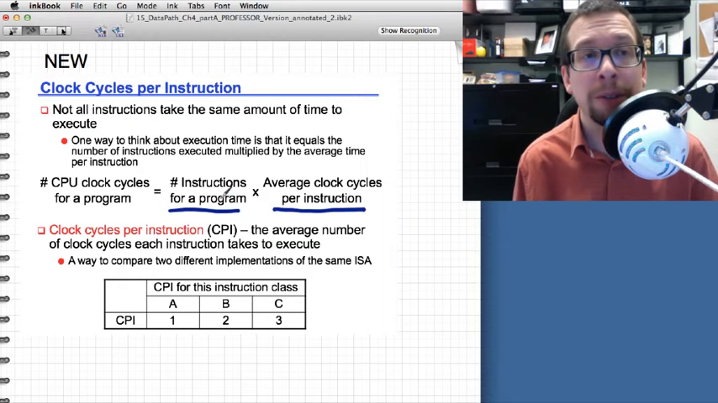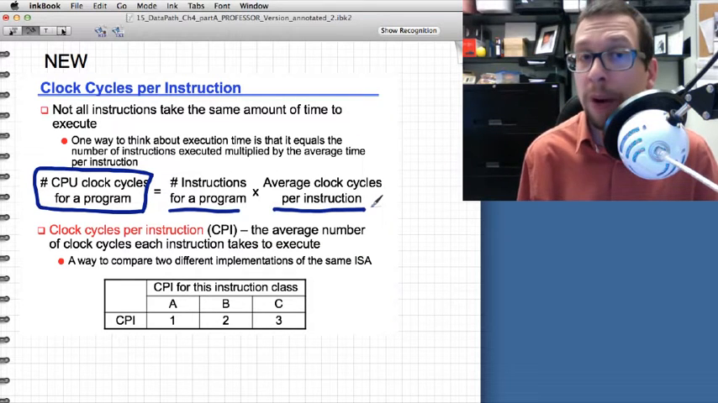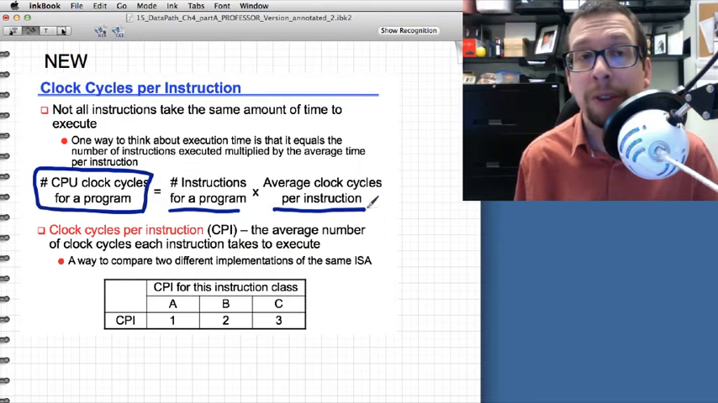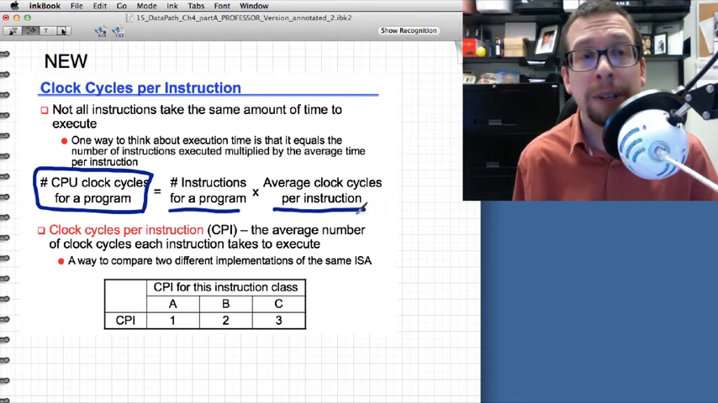If you multiply the two together, you can find out what the number of CPU clock cycles is for an entire program. So you have a way of comparing one program versus another in terms of the number of instructions for a program and the clock cycles per instruction. And you can compare one architecture versus another in terms of their implementation.